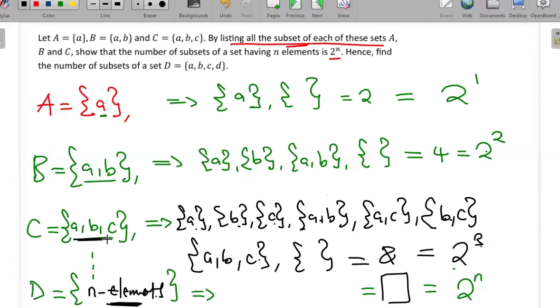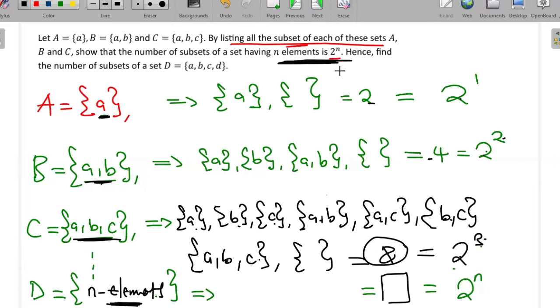When I have three elements, I have 8 subsets, which is the same as 2 to the power 3. If I have 2 elements, I have 4 subsets, which is the same as 2 to the power 2. If I have 1 element, I have 2 subsets, which gives me 2 to the power 1. So the number of elements are just the powers on the 2 to indicate the number of subsets that we are going to have. Once we do this, it means we've shown the first part.